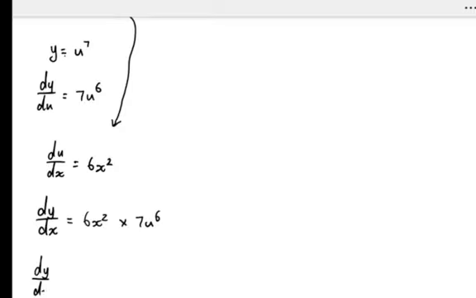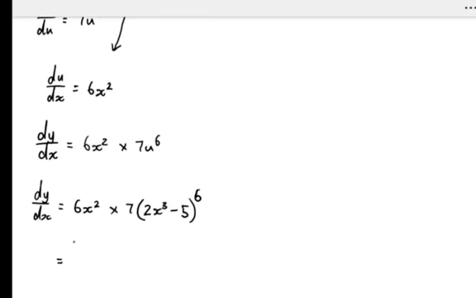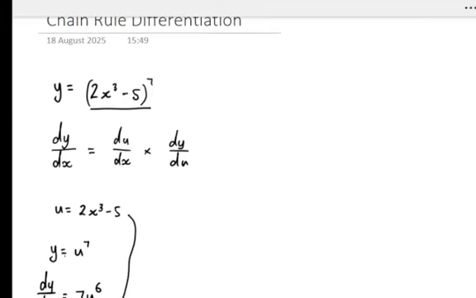So we're going to say dy dx is equal to 6x squared multiplied by 7 2x cubed, oh, my pen wrote that a bit weird, to the power of 6. Let's write that bit weird too. Lovely. And then we can just neaten this up a little bit, and we're left with 42x squared multiplied by 2x cubed minus 5 to the power of 6. And that's it for chain rule differentiation.